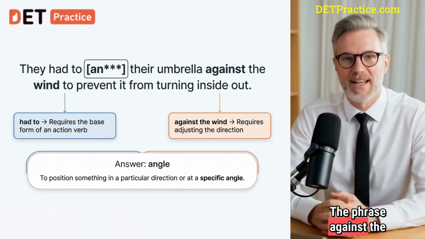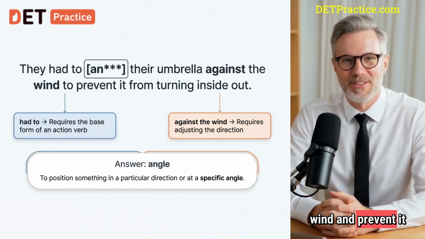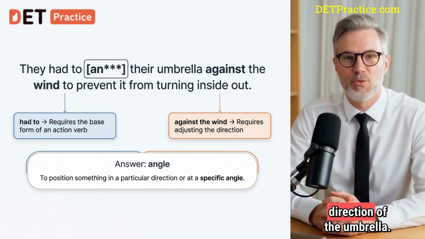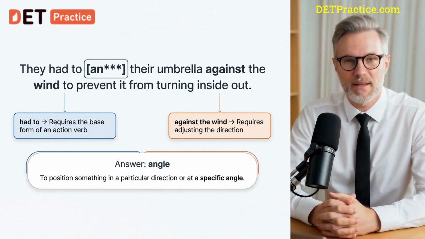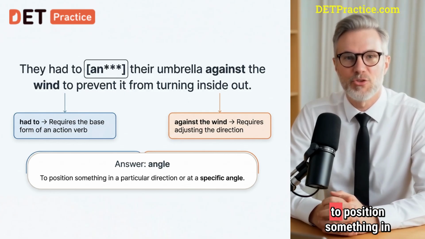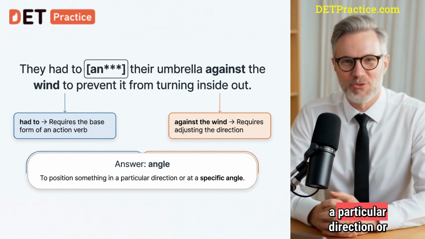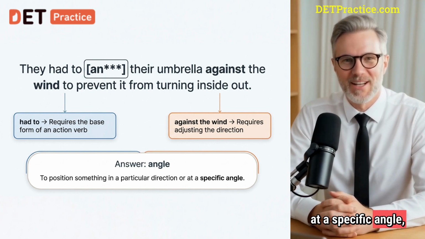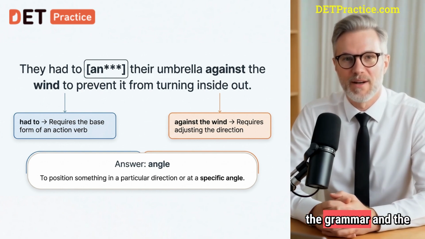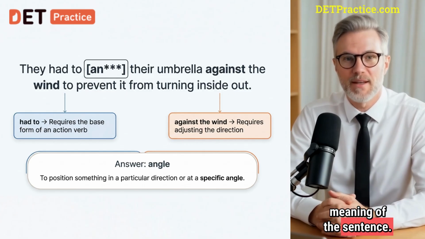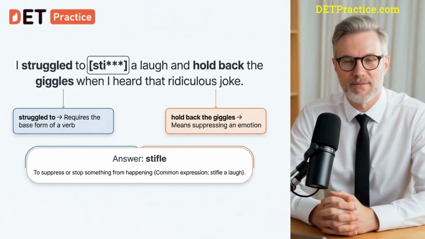The phrase against the wind and prevent it from turning inside out tell us that they needed to adjust the direction of the umbrella. The verb angle means to position something in a particular direction or at a specific angle, so it fits both the grammar and the meaning of the sentence. So the answer is angle.